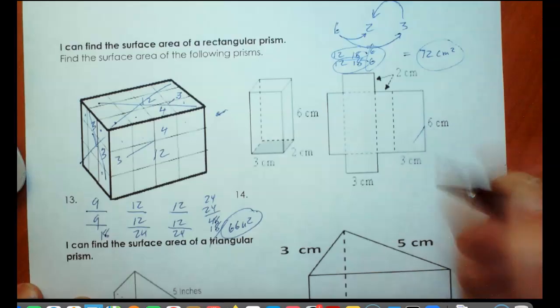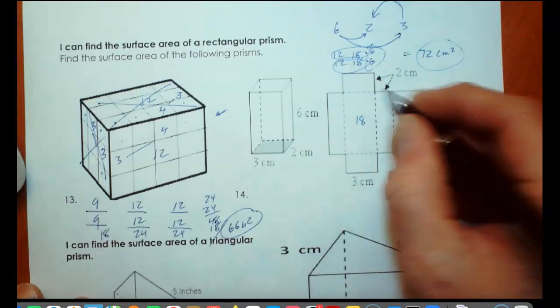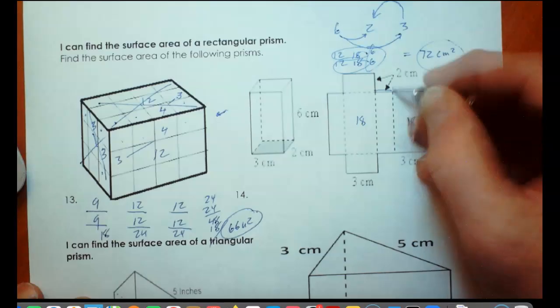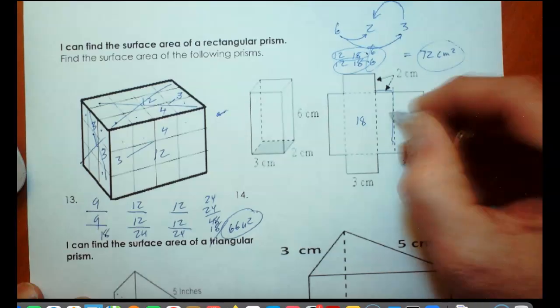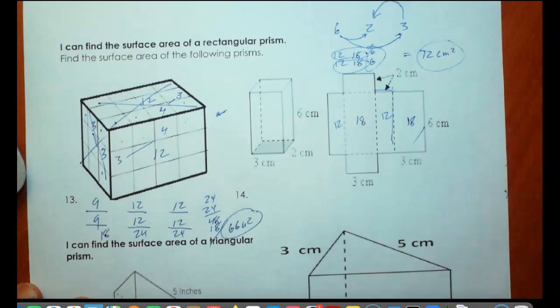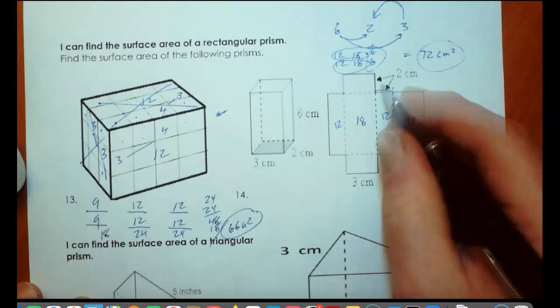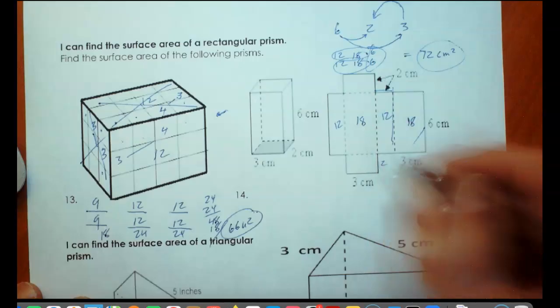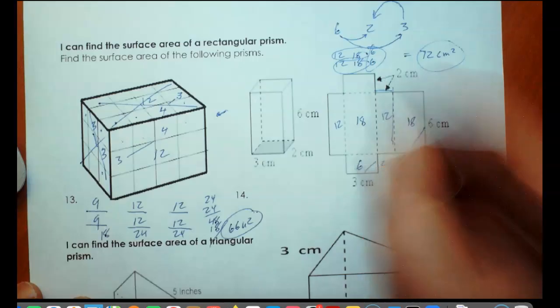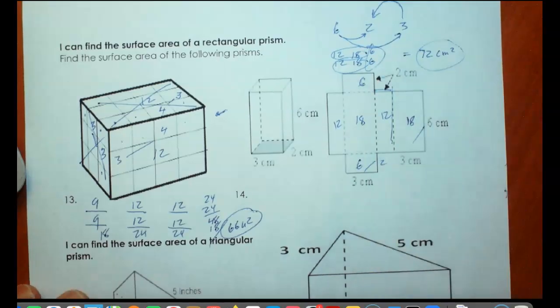Multiply these numbers together. Here's your 18. That's the top, and of course the bottom is also going to be 18. This side here, it's 2 here, and it's 6 here, so that's a 12, and of course this is a 12. And then over here, this side here is 3, and it's 2 high. We can get that measurement from right here. It says 2. So this is 6, and this is 6. So you have the same numbers as I had up top, and when you add them up, you're still going to get 72 centimeters squared.